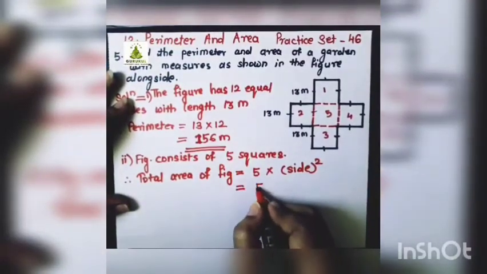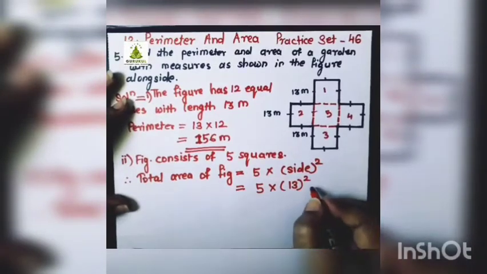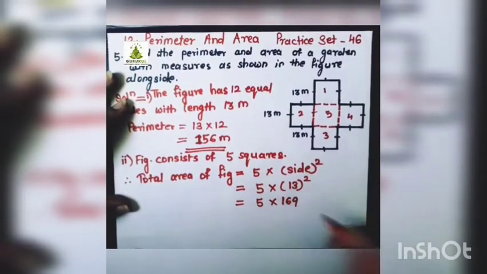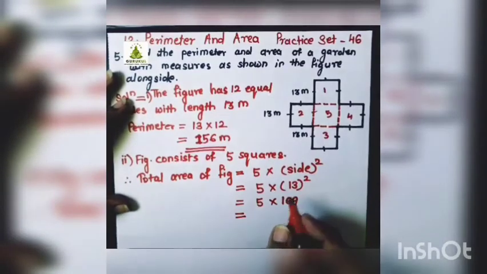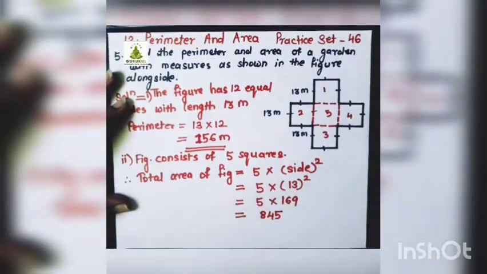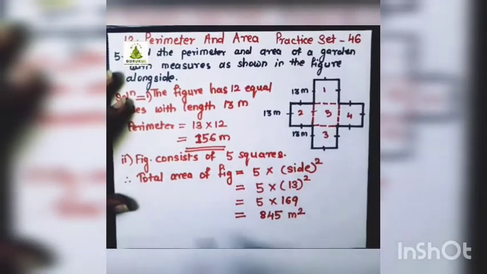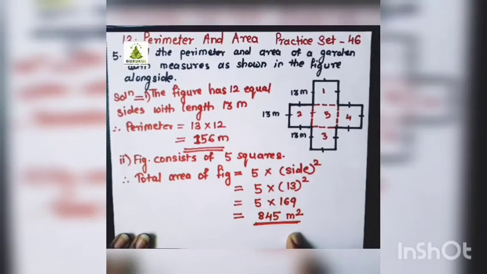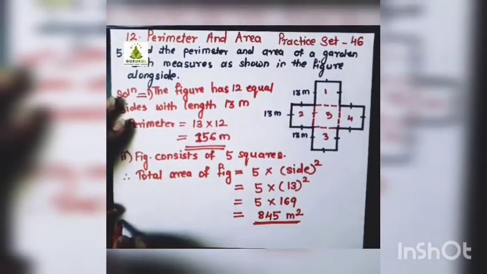So substitute the value: 5 multiplied by side, which is 13 square. So it will be 5 into 13 square, which is 169. If you multiply 169 and 5, we get the value 845. The unit is meter, so it will be meter square. So the second answer we got is 845 meter square. Now we will put the final answer in statement form.